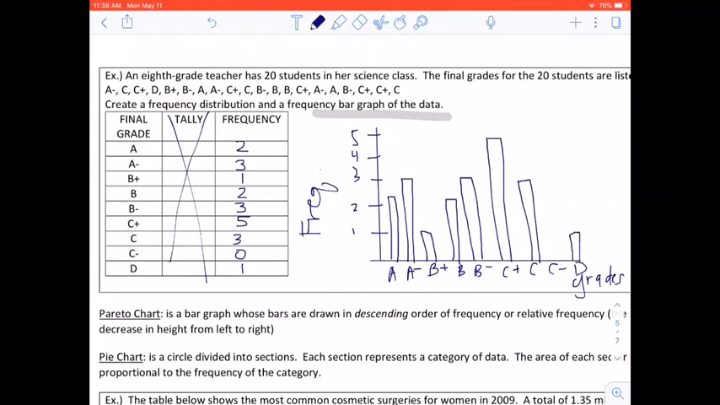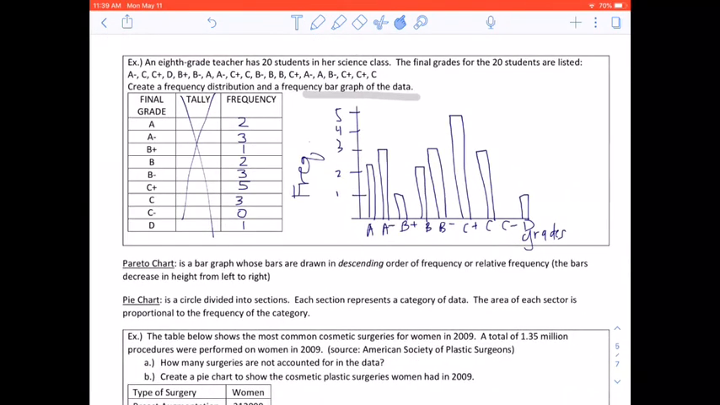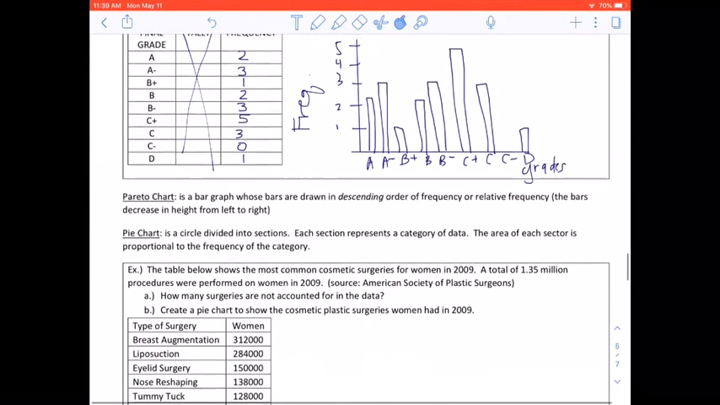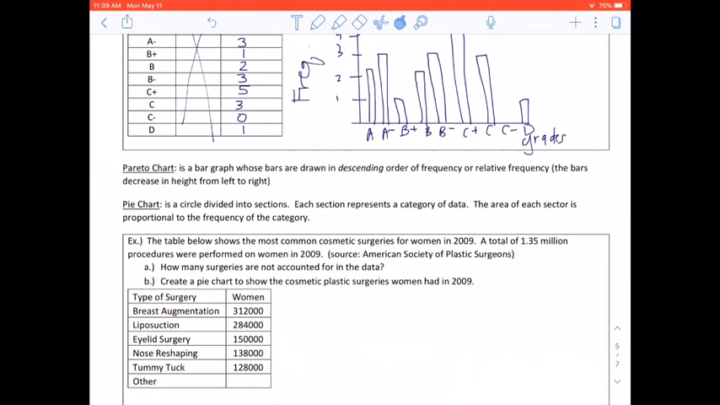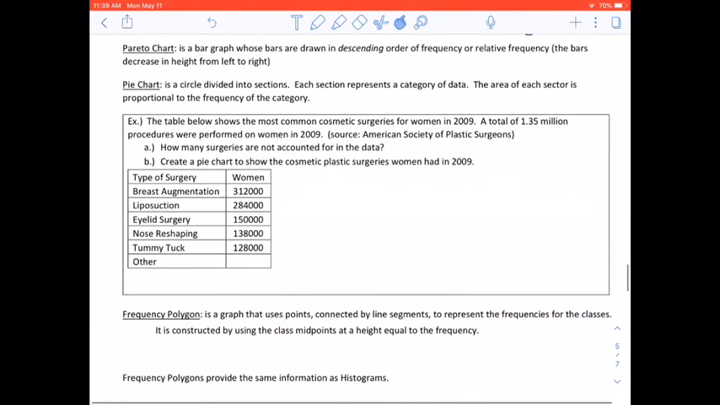So if you notice, a lot of students get a bar graph confused with a histogram. Bar graphs, there are spaces in between those bars. This is categorical data. And with a histogram, it is where the bars touch. It's numerical data. So we have a Pareto chart, which is a bar graph whose bars are drawn in descending order of frequency or relative frequency. And this is also a bar graph. So it would be rearranging what we just did in descending order, so the highest grade down to the lowest.